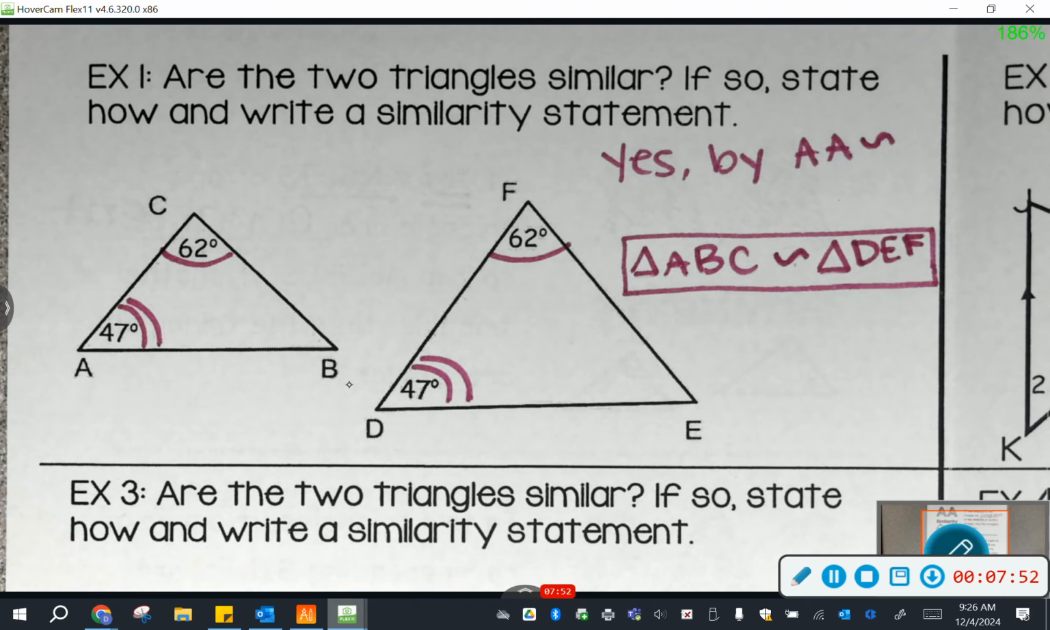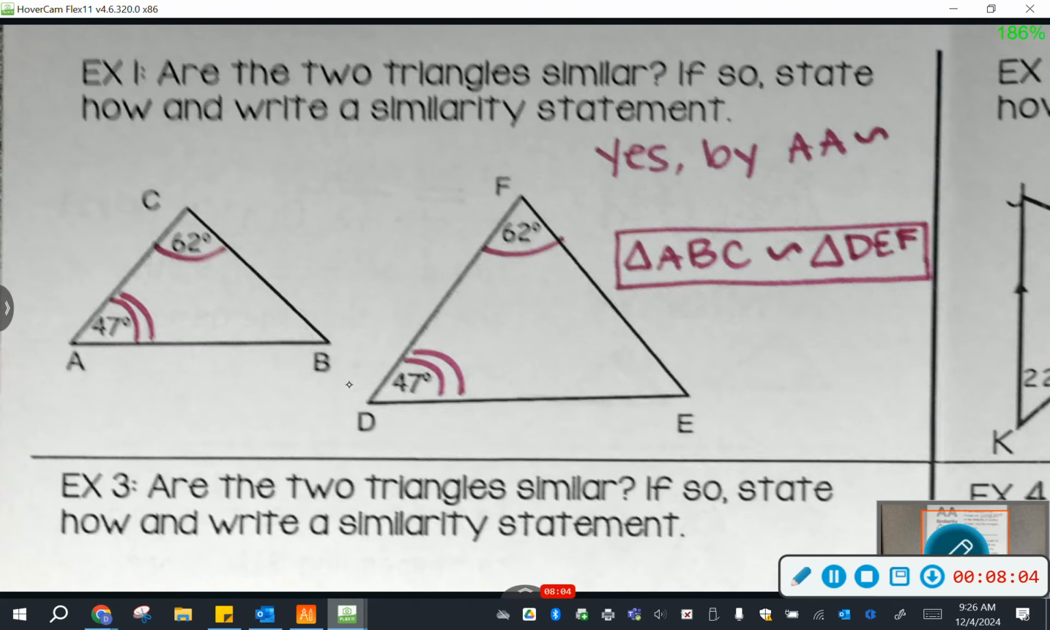What questions do I have about angle? Nothing. I see a couple people writing, so I'm going to wait. Slide on over.